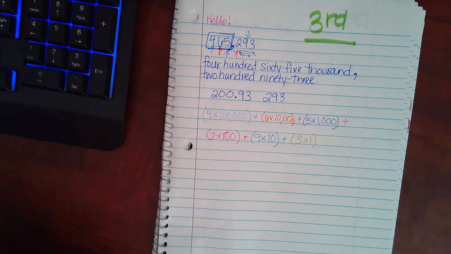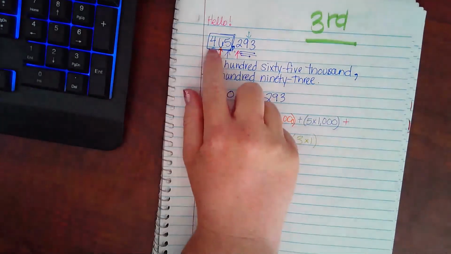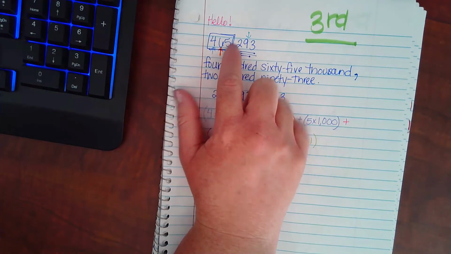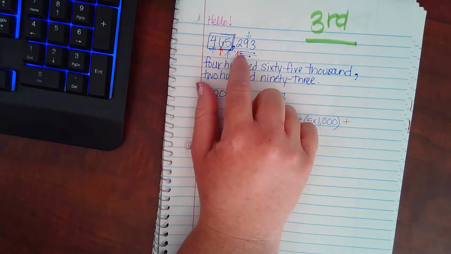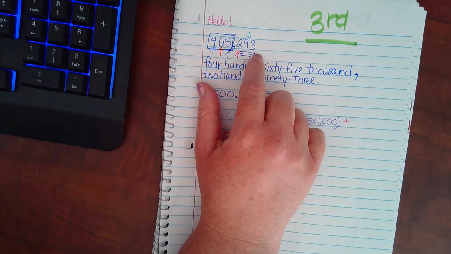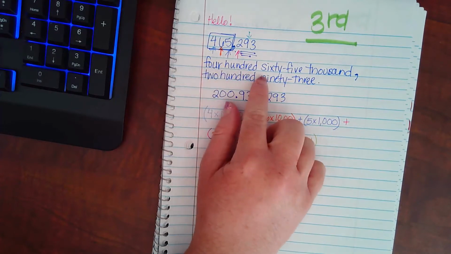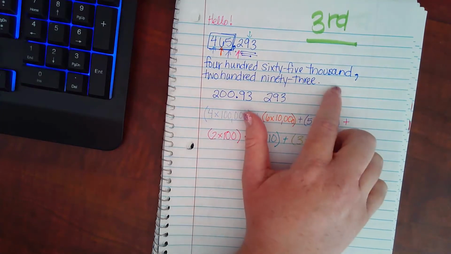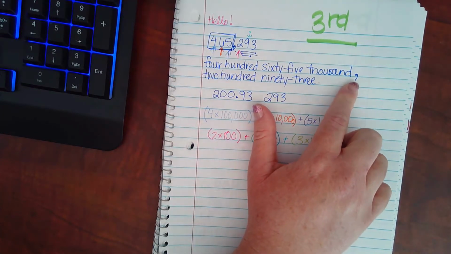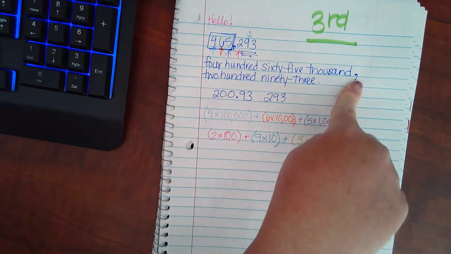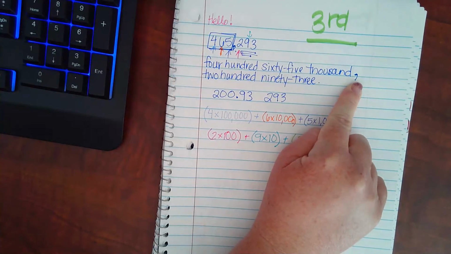So I have the number written right here, 465,293. Just as we would say that, that is how we would write it in word form. 465,000. And just as there's a comma in the number, there's a comma in the word form as well.